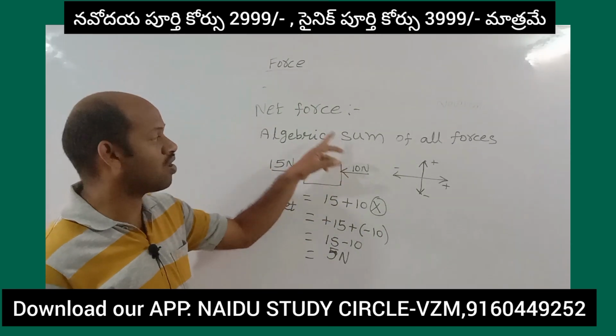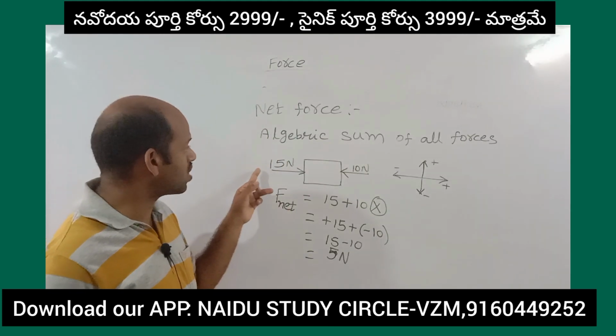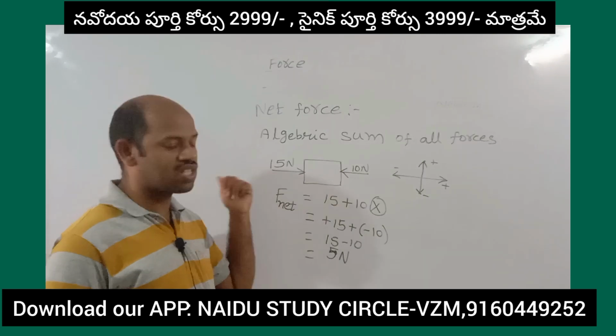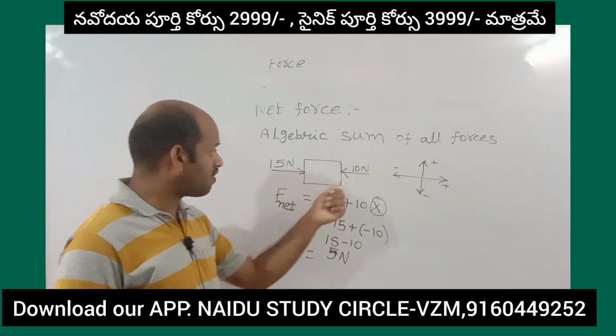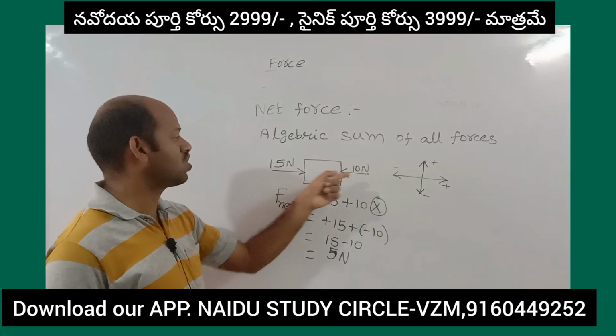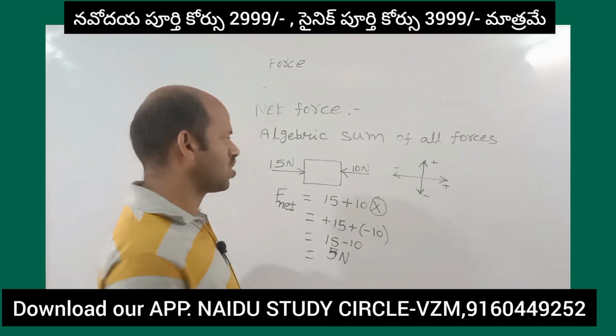Net force means the algebraic sum of all forces acting on an object. So towards the right side 15 newtons, towards the left side 10 newtons. So total 15 minus 10. Why do we take minus 10? Because this force is towards the left side. Like that, I will give another 3 or 4 sums.